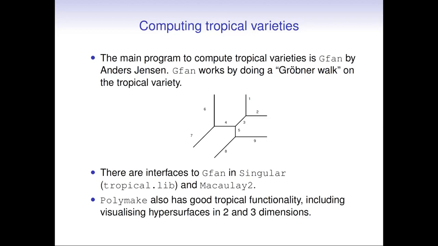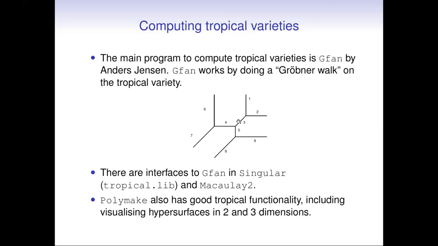The main software program to compute tropical varieties is called GFAN. G stands for Gröbner fan, and it is by Anders Jensen. This works by doing what's called a Gröbner walk on the tropical variety. That means it first finds one of the polyhedra, and then it uses the fact that we know it's connected through codimension one, and it walks along in the tropical variety.